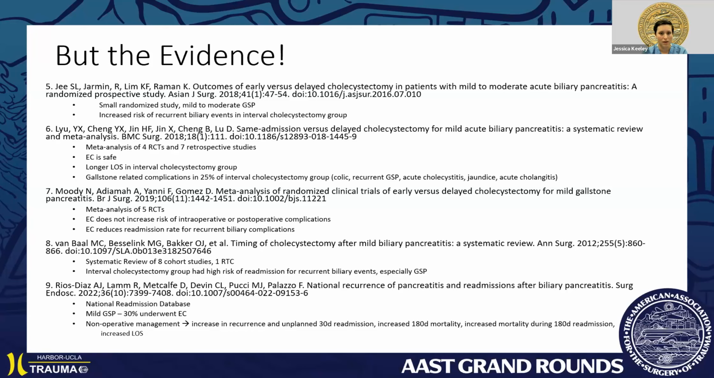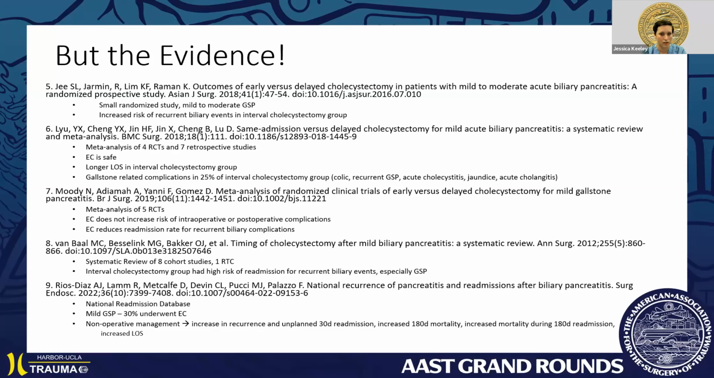The interval chole group had a higher rate of readmission for recurrent biliary events, especially gallstone pancreatitis, in their study. And then one more national readmission database study saying mild gallstone pancreatitis, again, only 30% underwent elective chole. So now we've moved up a few years from 2018, we're at 2022, and we're doing even worse, right? We went from nearly 50% to 37% to 30% for early chole. Non-operative management, again, increased the risk of recurrence, unplanned readmission, and increased 180-day mortality, and increased mortality during readmission in that 180 days. And of course, increased length of stay because you've got at least 2 hospitalizations.